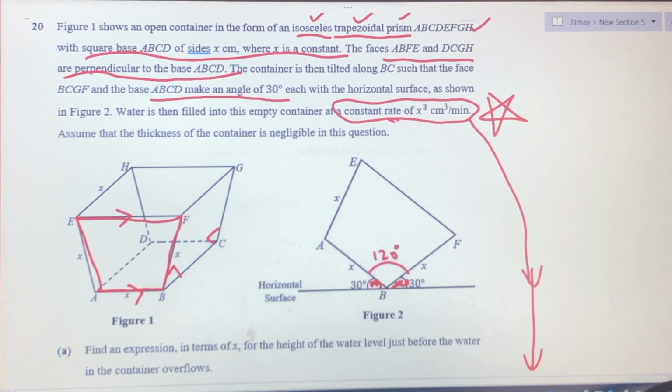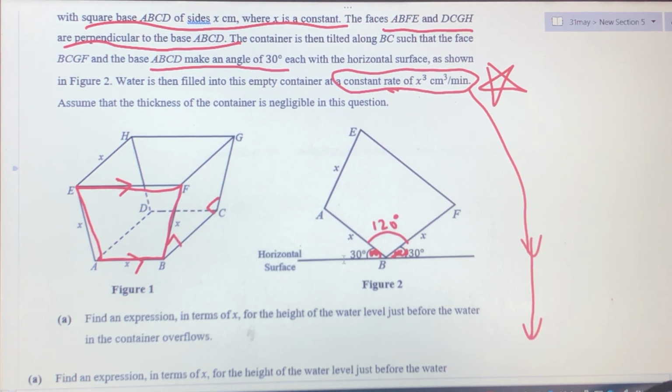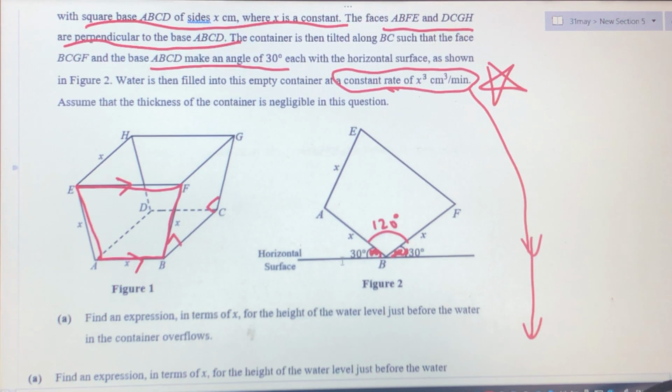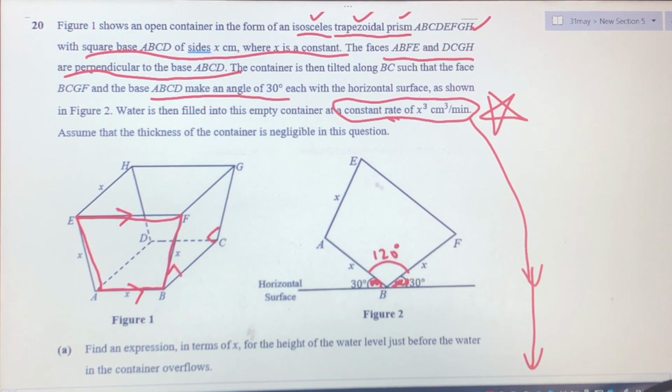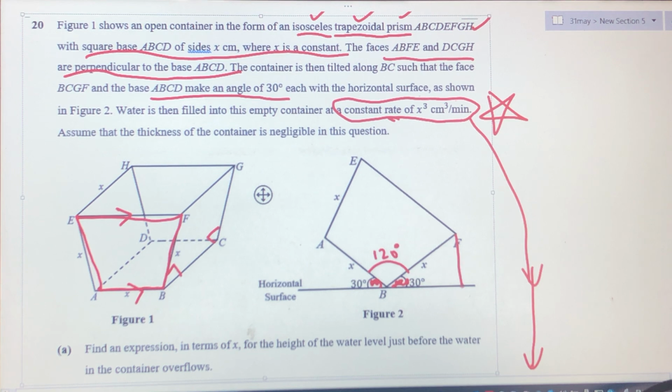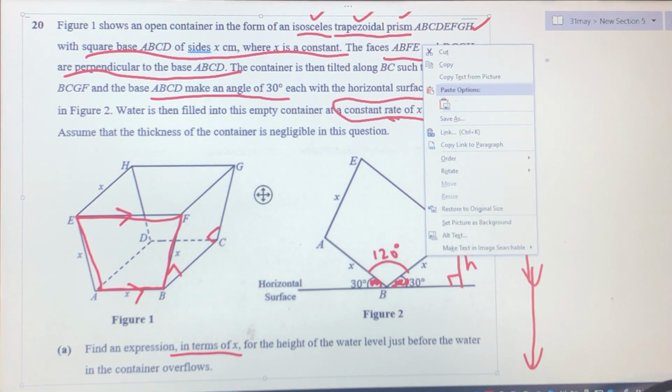Now, assume that the thickness of the container is negligible. Not important. Find an expression in terms of x for the height of the water level just before the water overflows. The water will overflow here, right? So just before, this is the height they want. In terms of height, isn't it this one, opposite over hypotenuse?